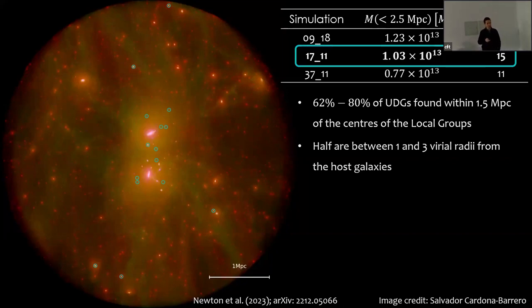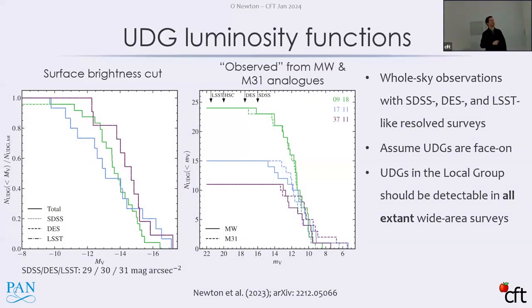You'll also note, and I'll draw attention to it very quickly now, that the three simulations we have are of quite different masses, and the number of UDGs scales with the mass of these. So I'll mention it now, but I'll come back to this later.